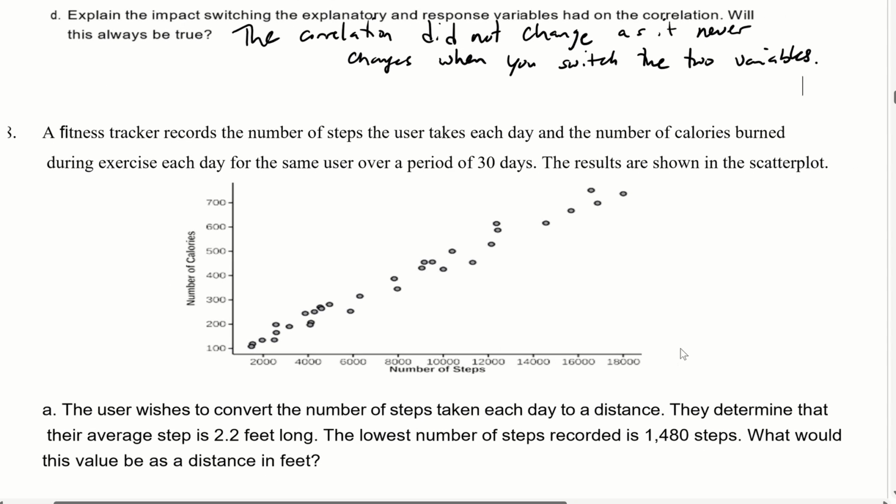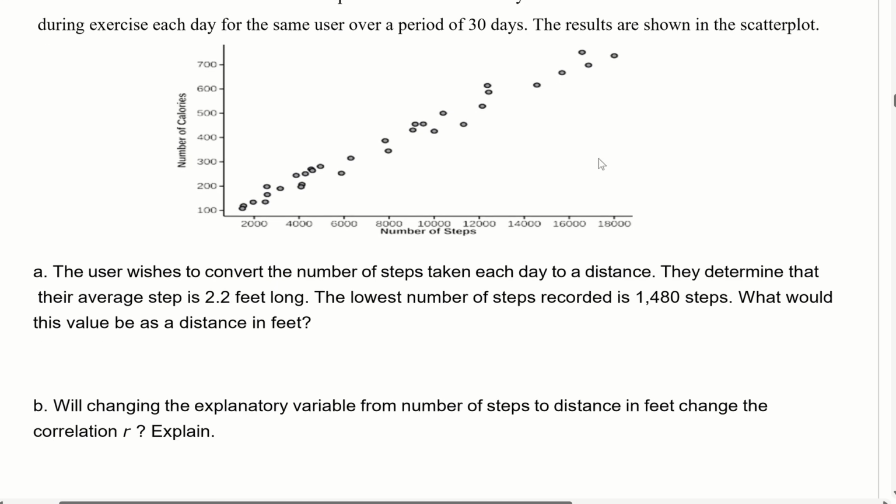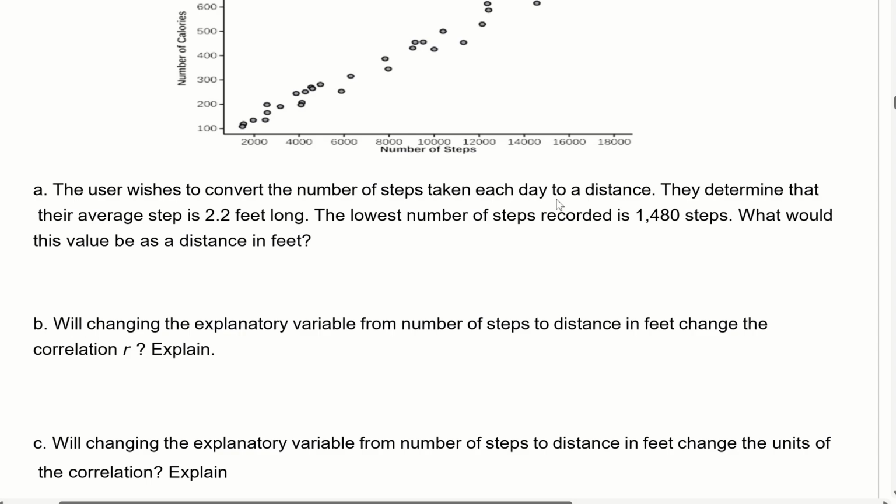All right, so now we're looking at the next one, number 8. A fitness tracker records the number of steps the user takes each day and the number of calories burned. Okay, so we got number of calories versus number of steps. The user wishes to convert the number of steps taken each day to a distance. They determine that their average step is 2.2 feet long. Lowest number of steps is 1480. So all you have to do is multiply those two. If their steps is 1480 and their average step is 2.2, then you just multiply them.